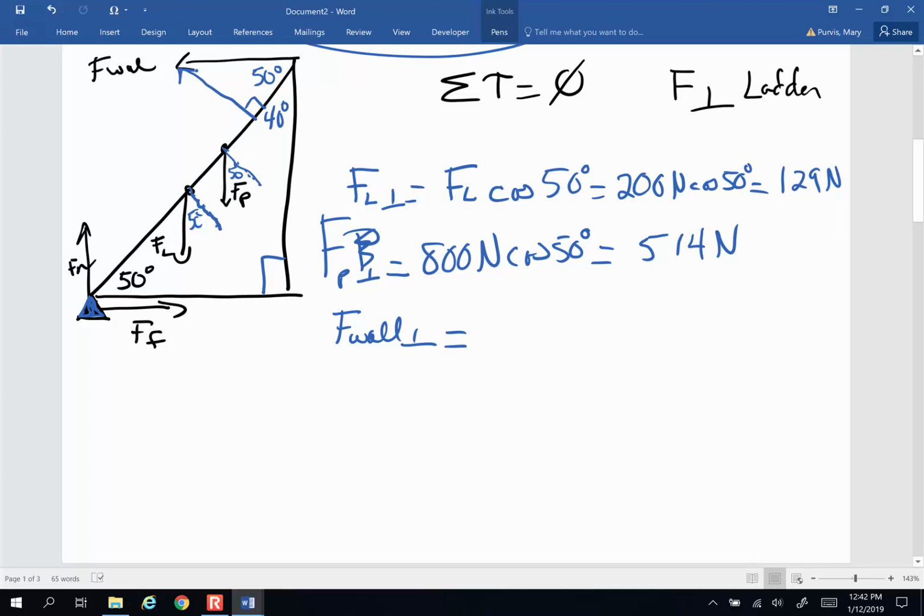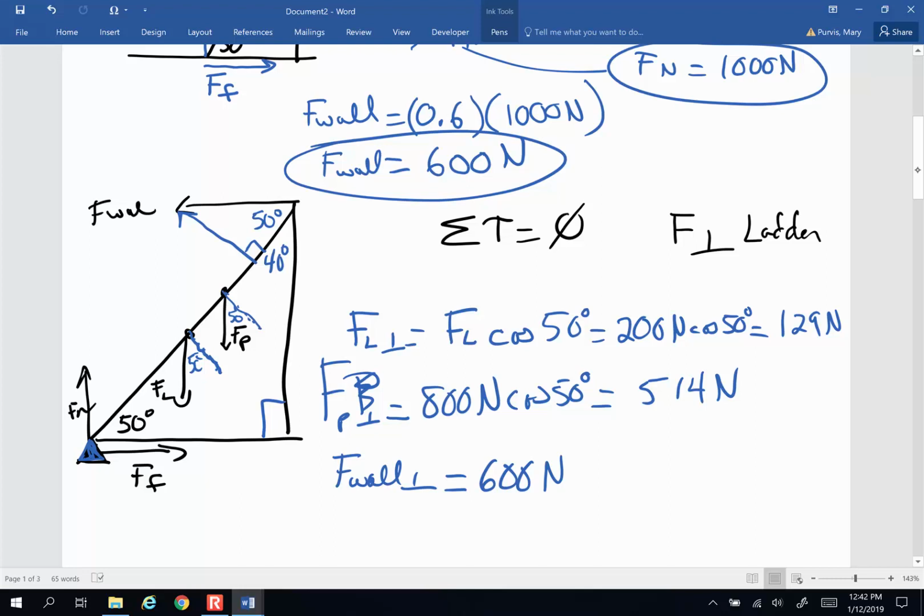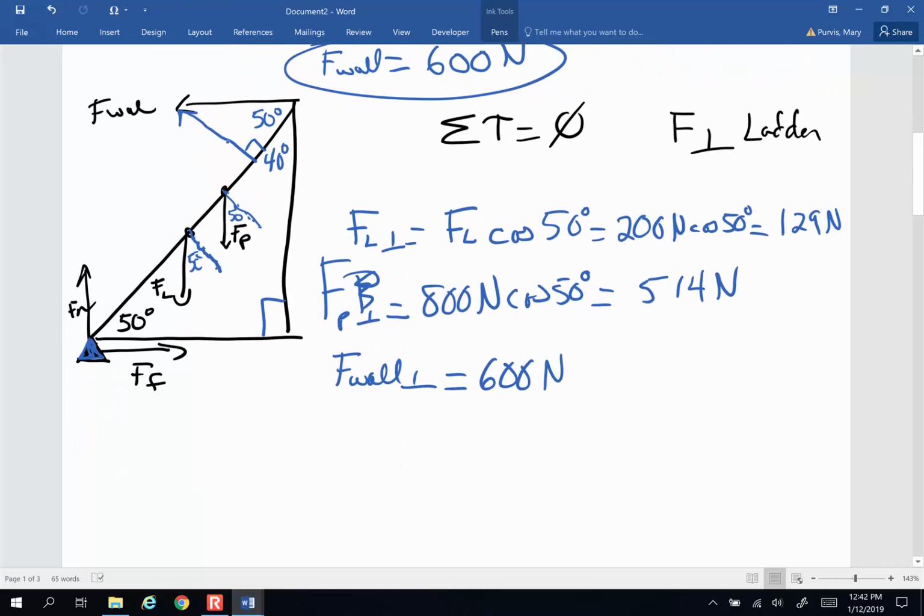So in this case, this is not the adjacent side, this is the opposite. So my force perpendicular for the wall is going to be the force of the wall, which we found is 600 newtons. Where did we find that force of the wall? We found it just up here. Force of the wall is 600 newtons. And this is going to be the opposite side, so I'm going to use the sine of 50 degrees. And the force of the wall is going to end up being 460 newtons. Now I can sum my torques.